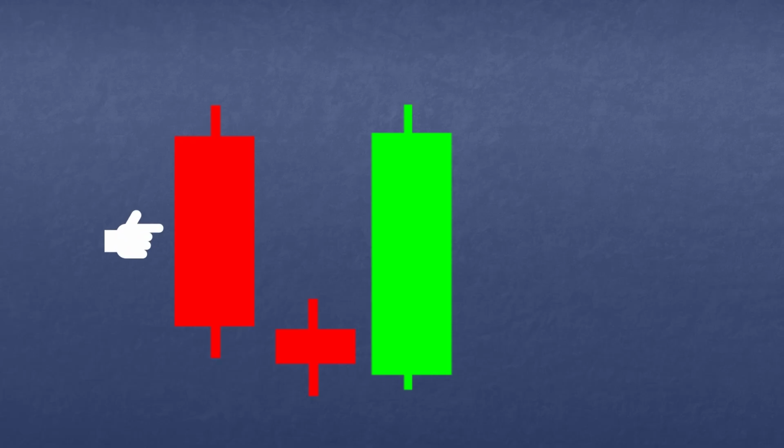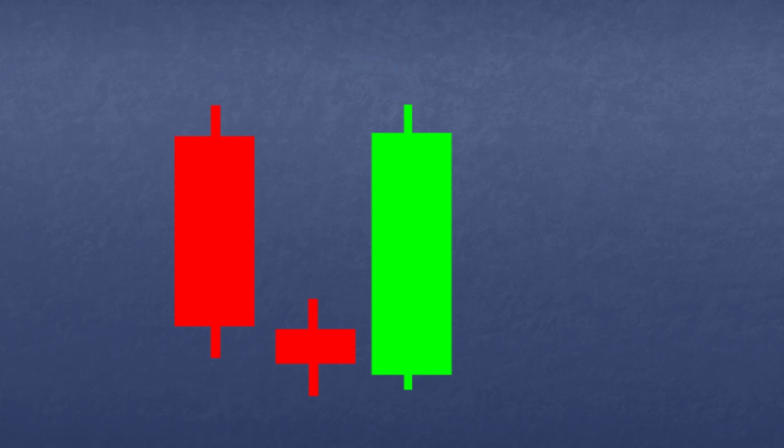1. First candle, a large red bearish candle showing strong selling pressure. 2. Second candle, a small-bodied doji or pin bar, which can be red or green, indicating market indecision. 3. Third candle, a large green bullish candle breaking above the doji's high and confirming the reversal.